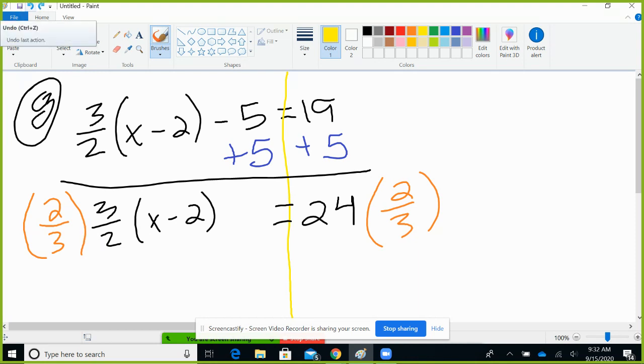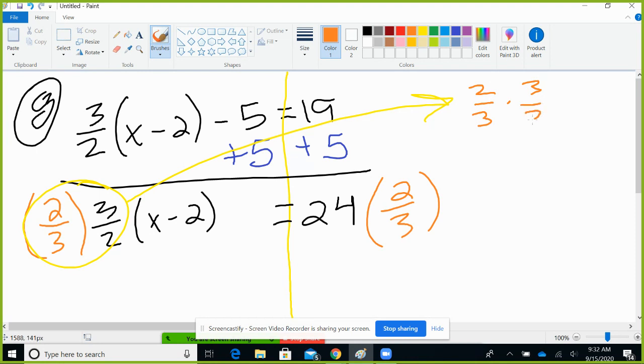Here's why. Watch this. If I have 2/3 times 3 halves, I get 2 times 3 is 6, 3 times 2 is 6. What does 6 over 6 equal? It equals 1, right? So what I did is I just made this equal to 1.